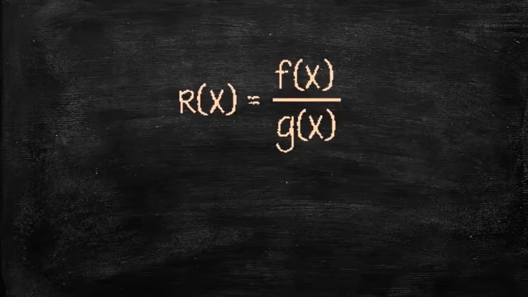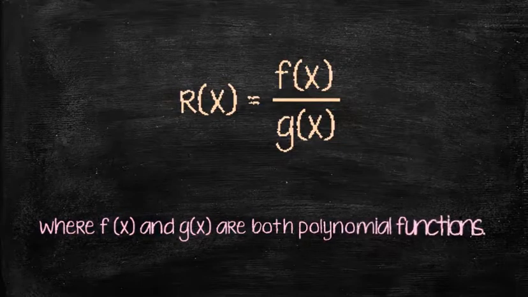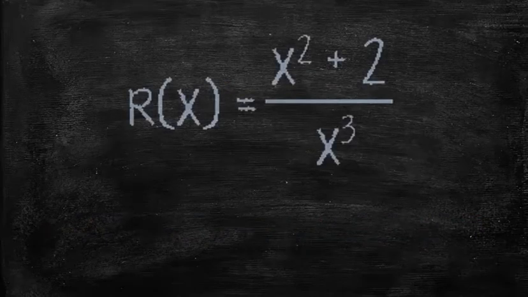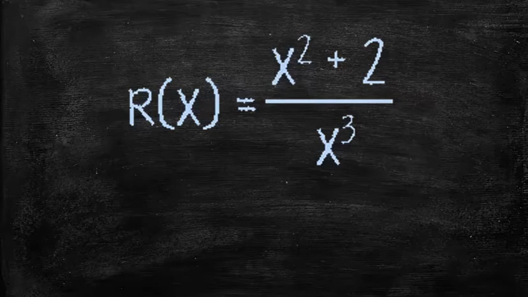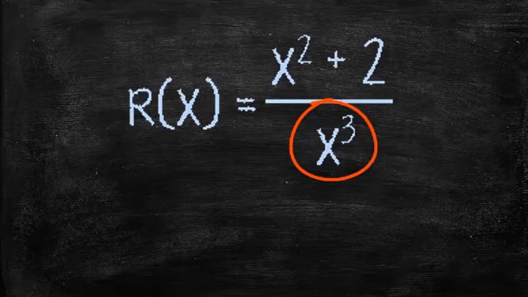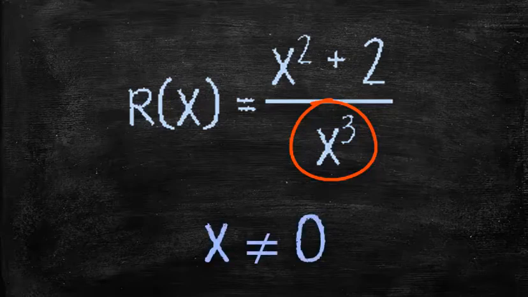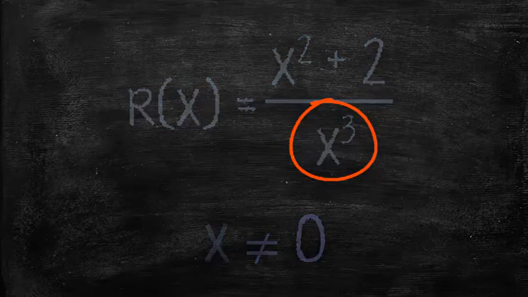On the other hand, a rational function is a function r of the form r of x is equal to f of x over g of x, where f of x and g of x are both polynomial functions. For example, r of x is equal to x squared plus 2 over x cubed is a rational function. Note that we must exclude from the domain of r of x any value of x that would make the denominator g of x equal to 0, since this would make r of x undefined. Thus, x is equal to 0 is not included in the domain of the function.